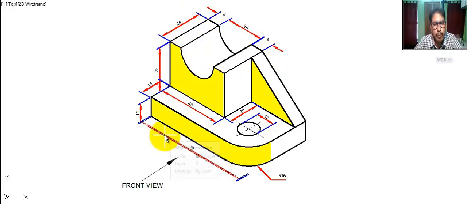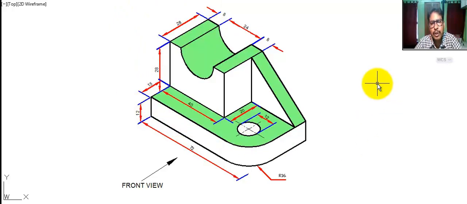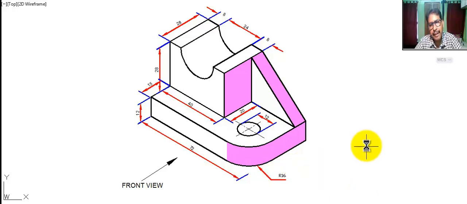For the front view, we see from the front side in this direction. This is the front view; yellow color indicates the front view. Okay. See from the upper side, this indicates the top view. Okay. See from the right side, this colored portion indicates the right hand view.